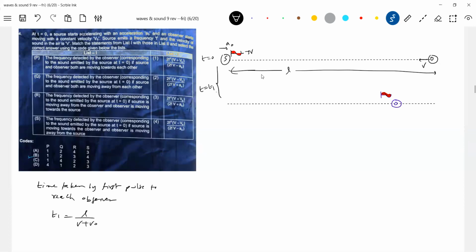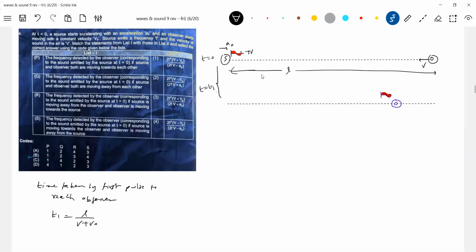Again, the source will be somewhere here, so it will be continuously generating one more pulse. He's asking for the frequency detected. So what I do is I'll calculate the time period between the two pulses. The reciprocal of the time period is the frequency detected by the detector. That is the basic idea.